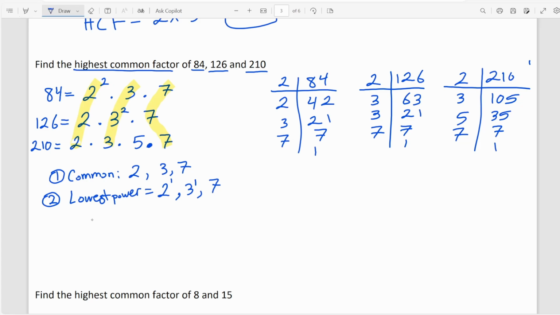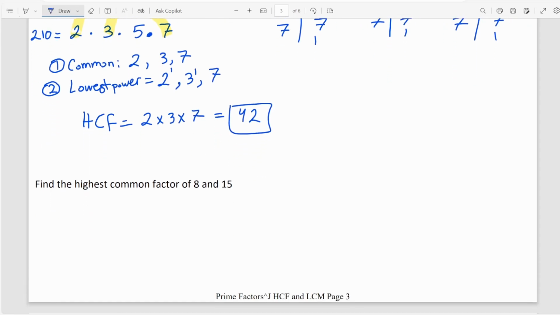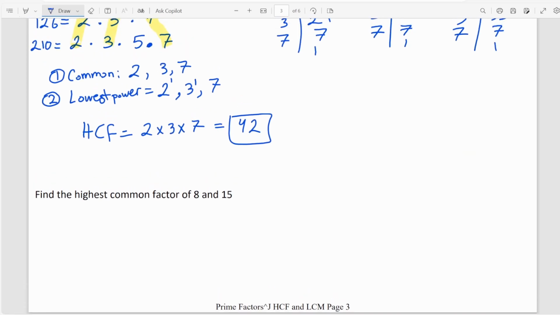So it's 2 times 3. So HCF is going to be 2 times 3 times 7, which gives you 42. Okay, and this is the HCF. Hopefully this was clear. All right, now let's take a look at this example.